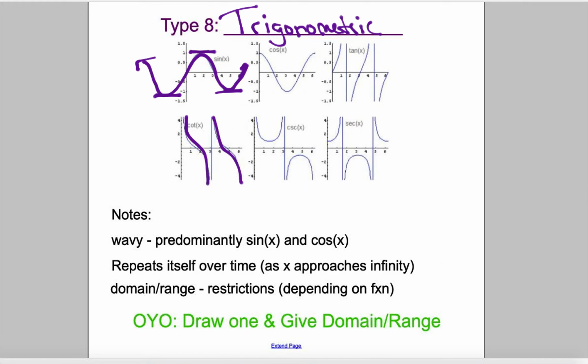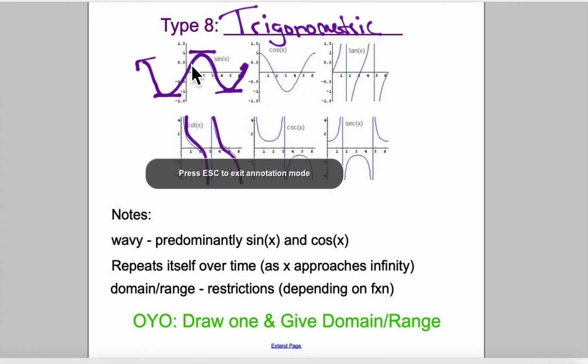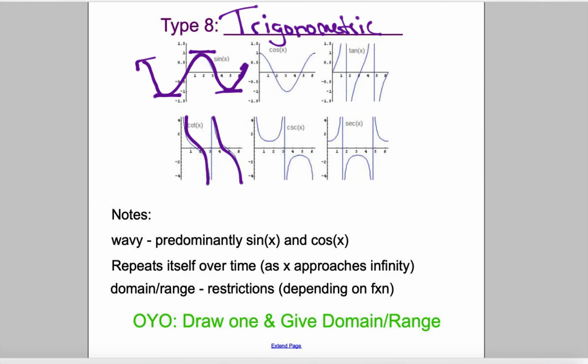What you guys need to know is these are very repetitive in their waves, right? It's going to do the exact same thing over and over again. Depending on the type, you might have domain restrictions. If I think about these two right here with sine and cosine, you never do. There are no gaps there. There are no asymptotes. But with tangent of x, this is actually a vertical asymptote, and so is this. Same thing with cotangent, same thing with cosecant and secant. So you will have domain restrictions.